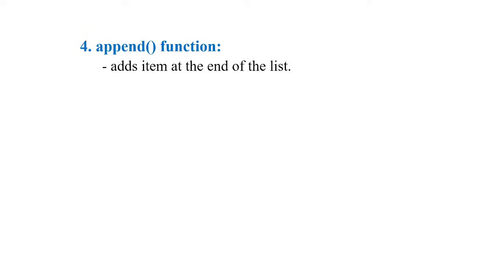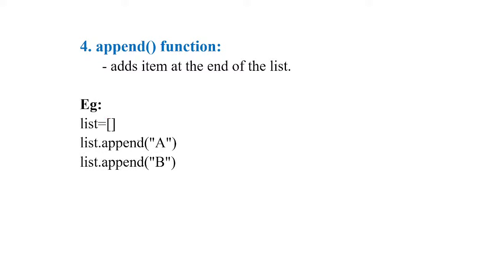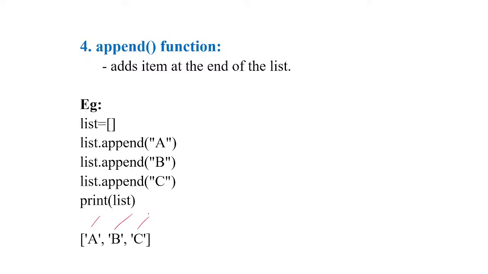Then the append function, which adds items at the end of the list. Assume you have an empty list. When you say list dot append a, since it is empty, only a will be added. Again when you say list dot append b, then after a, b will be added. If you say list dot append c, c will be added. If you print the list, you can see the order is maintained: first a added, then b, then c. If you add one more element, that new element will be added at the end of the list. Append always adds at the end.